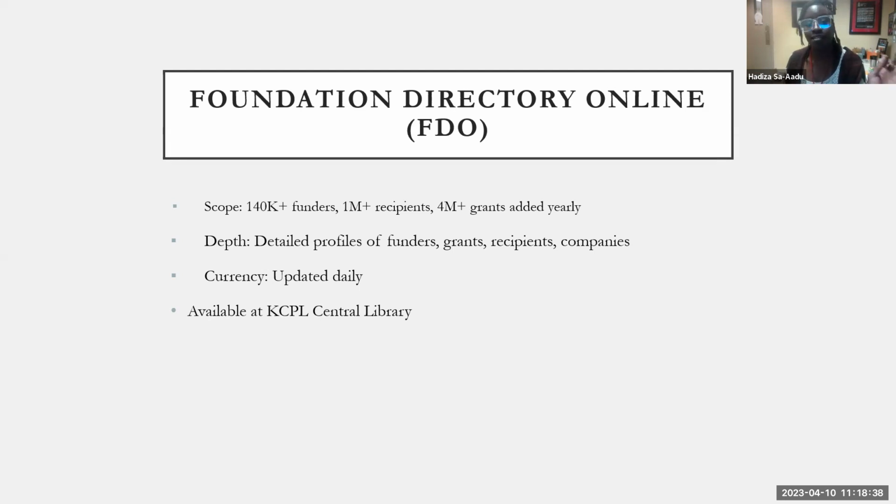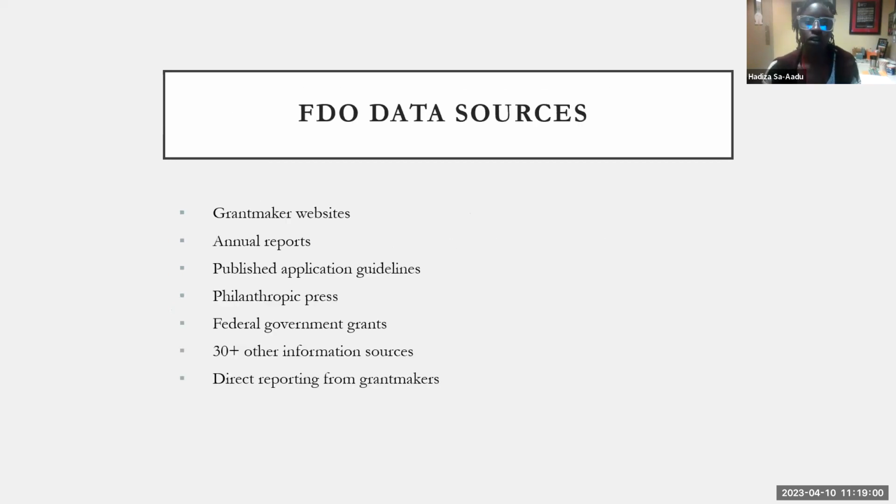And as far as access, this tool is only available at the Central Library. So you can make a trip to the Central Library with your own laptop and use the library Wi-Fi to access the Foundation Directory Online through the digital catalog, or you can just use any of the computers that are at the central library.